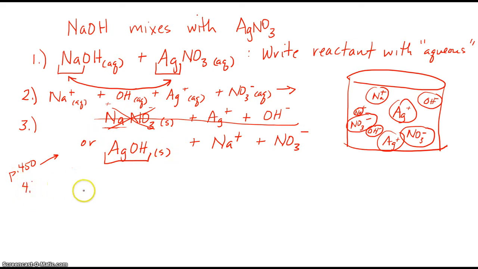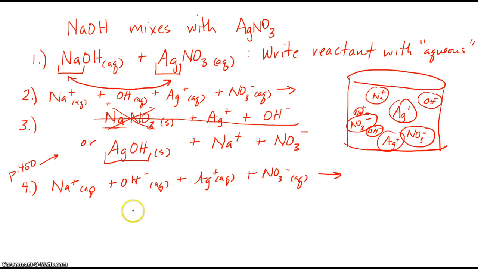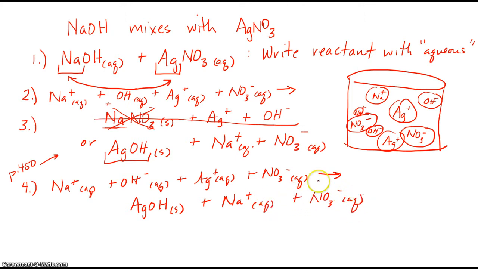So let's rewrite it to be Na plus aqueous plus OH minus aqueous plus Ag plus aqueous plus NO3 minus aqueous to AgOH solid plus Na plus, and I should include aqueous here too, aqueous plus NO3 minus aqueous. Okay, so this is what we call the total ionic equation.